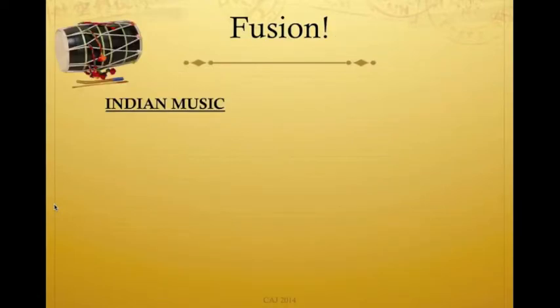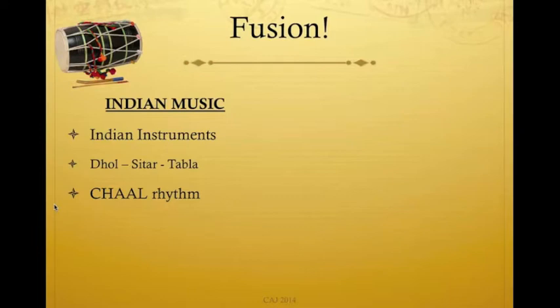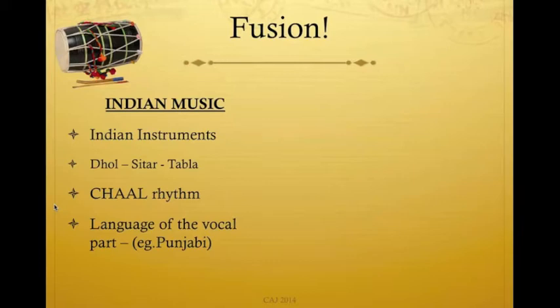So we're now going to look at the fusion that is Bhangra. So again, we've talked about that it is two different styles of music coming together. So from the Indian music that we looked at last week, we might hear in a Bhangra track Indian instruments such as the dol drum, which you've just seen, the sitar and the tabla that we saw last week. The chal rhythm, which is what you've just heard being played on the dol drum, the language of the vocal part, so we would normally tend to hear Punjabi vocals. Okay, so really, if you hear a Bhangra track, it would not be in English.